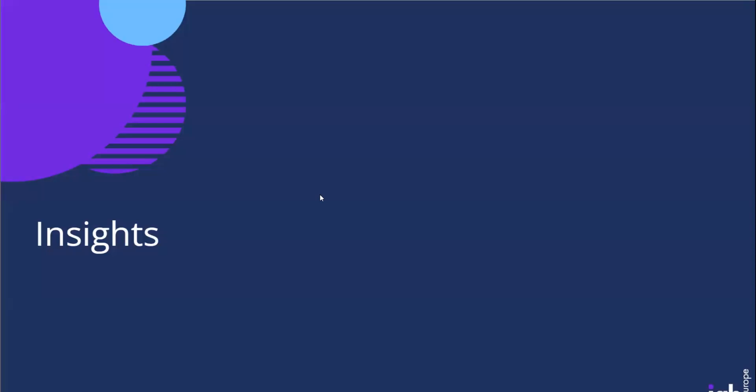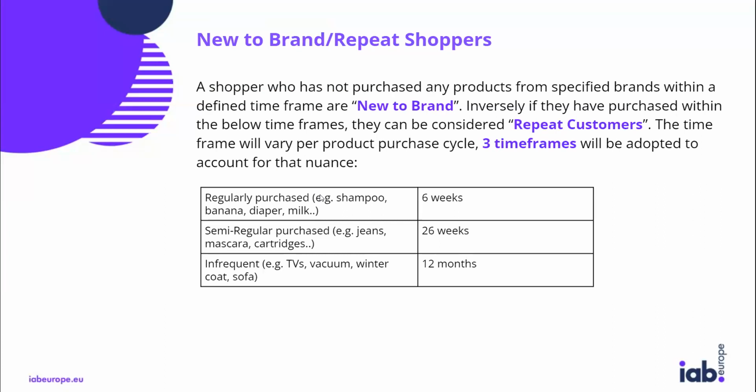We go into insights, and insights is taking that work slightly further, right? It's saying a shopper who's not purchased any product from a specified brand within a time frame is new to brand. The inverse of that is repeat customers. So a customer that has purchased within a certain time frame is considered repeat. Well, what is that time frame? And that's something that was really hard to agree on, and something the US might adopt, because that definition made a lot of sense to retailers across the pond, if you will. There was what we've defined as 6-week, 26-week, and 12 months. So if it's a regularly purchased item, diapers, going back to my example, shampoo, it will need to fit within that 6-week. If it's a semi-regular purchased item, 26 weeks. And if it's infrequent, 12 months.